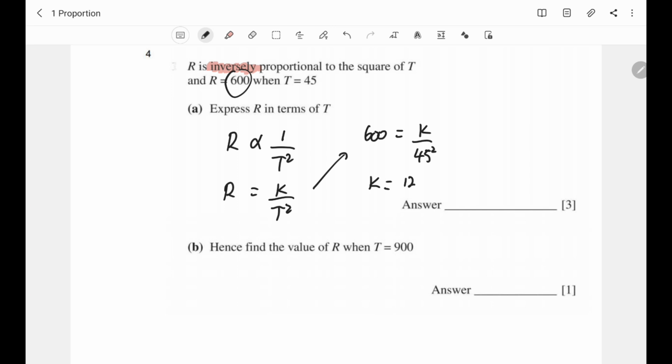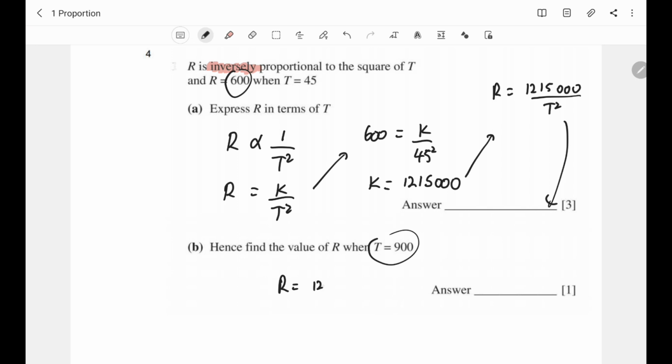So k is 1215000, and we'll plug that back into our equation. R is equal to 1215000 over t squared, and that's our answer. Hence find the value of R whenever t is 900. So we're plugging this into our equation. R is equal to 1215000 over 900 squared. So our value for R is 1.5, or 3 over 2.